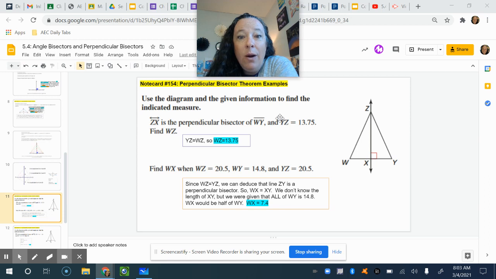So it tells me ZY or YZ is 13.75. So this is 13.75, and it wants me to find WZ. Well, that would be 13.75 as well.